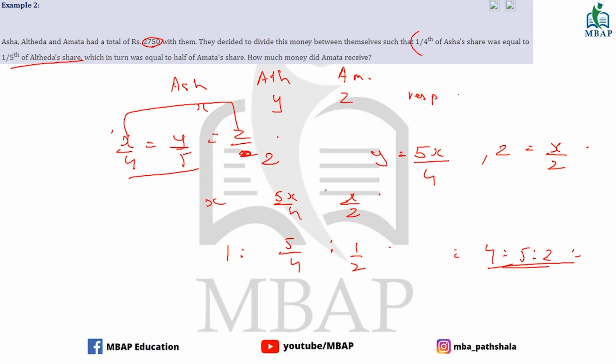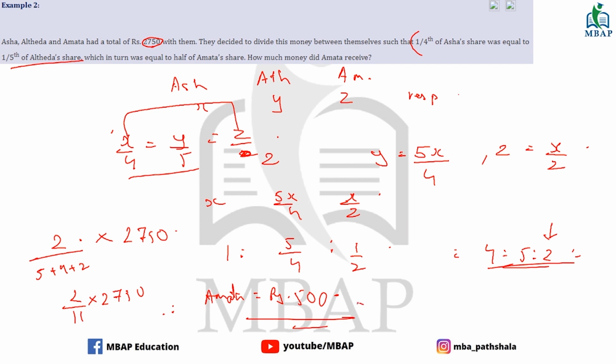Now the question had asked me how much did Amata receive. Remember I told you Amata is this part. So if I just want to use this, I can go 2 divided by 5 plus 4 plus 2 into the total amount, which was 2750. So this becomes 2 by 11 into 2750, which means the share of Amata will actually be rupees 500. Okay, not a very difficult level question, it's just how you interpreted this part of the problem. Fine.